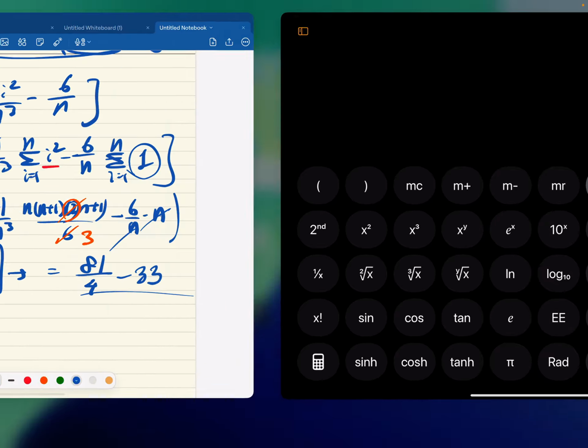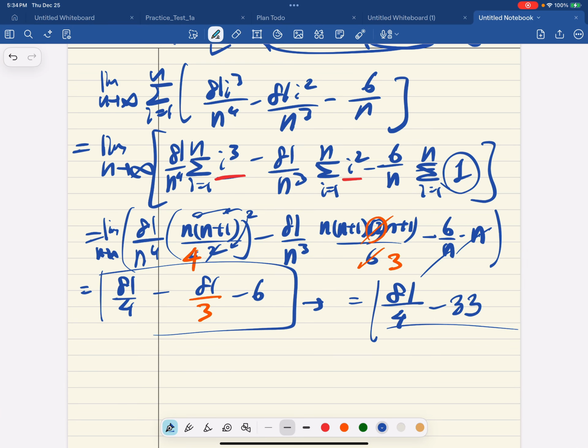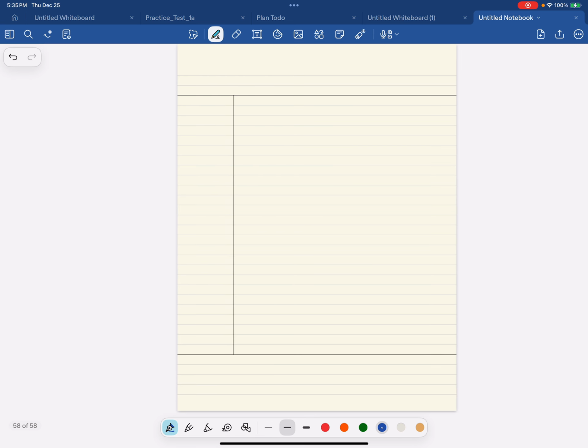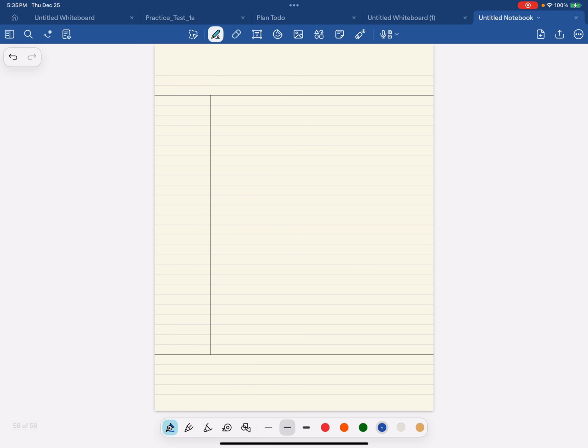Yeah, that's right. So that gives 81 over 4 minus 33. And we don't have a calculator in exams, so most of the time they should tell us that we are allowed to not simplify to the most perfect answer. So that's basically everything for calculus in the first year.